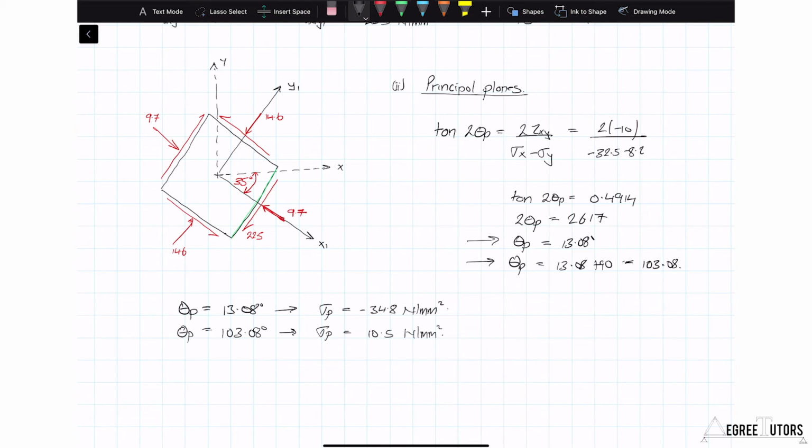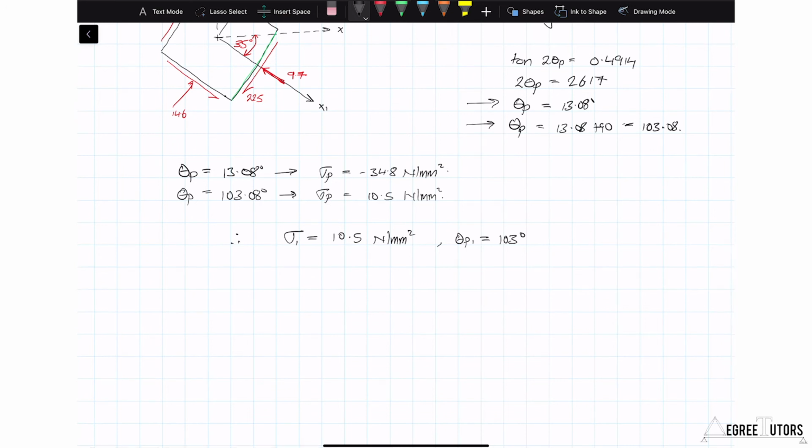Now, the algebraically largest stress is going to be the major principal stress, and the algebraically smaller one is going to be the minor principal stress. So it turns out sigma 1 is going to be 10.5 newtons per millimeter squared, with a corresponding angle theta p1 equal to 103 degrees. Another name for that is the major principal stress, and sigma 2 is obviously the other one, also known as the minor principal stress.